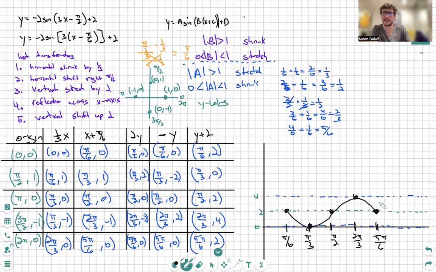As you can see, this method takes twice as long as the other method. I strongly advise the other method. However, if this is how you understand it, by all means, please.